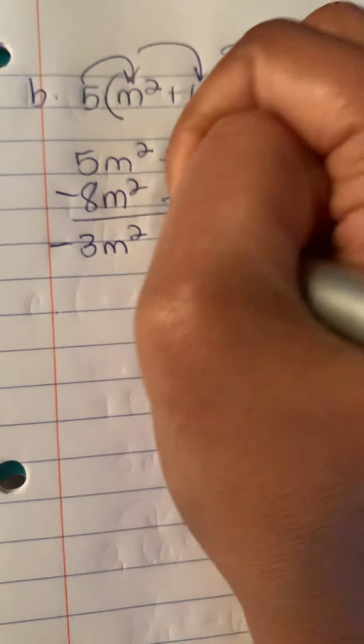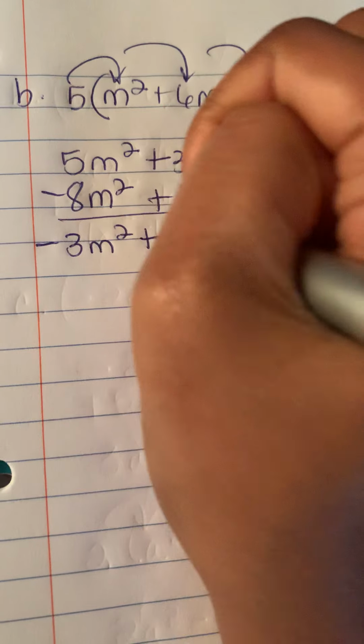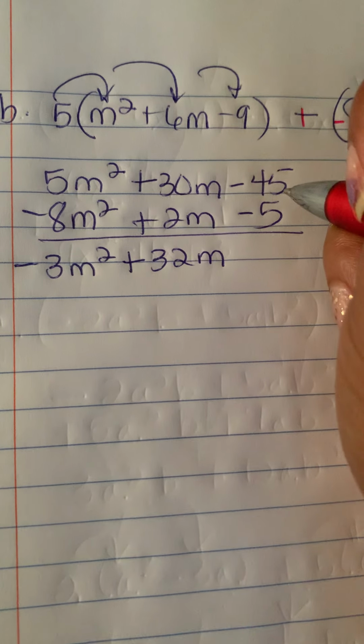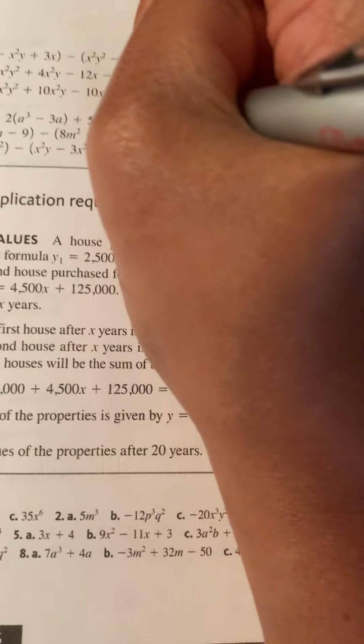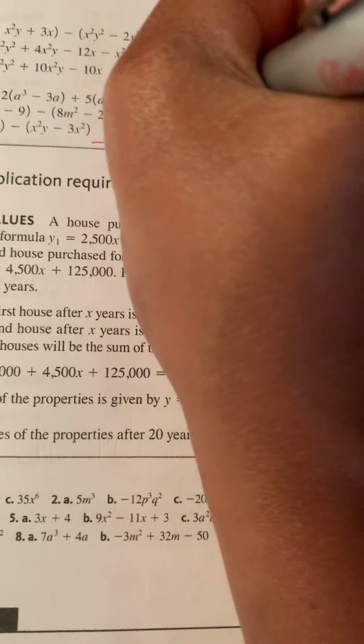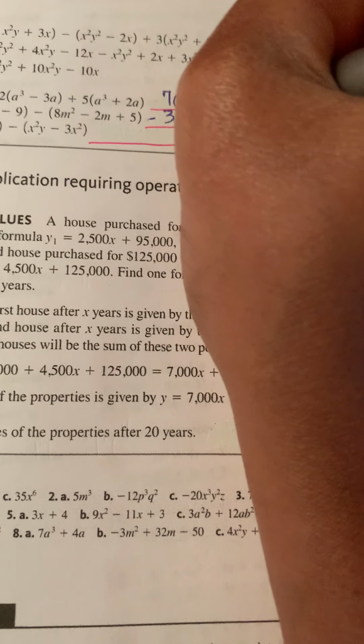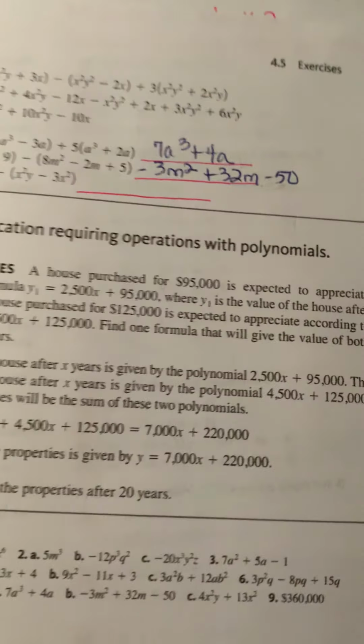5 minus 8 is negative 3m squared. 30 plus 2 is 32m. And negative 45 minus 5, your calculator, is negative 50. And that is your answer, negative 3m squared plus 32m minus 50.